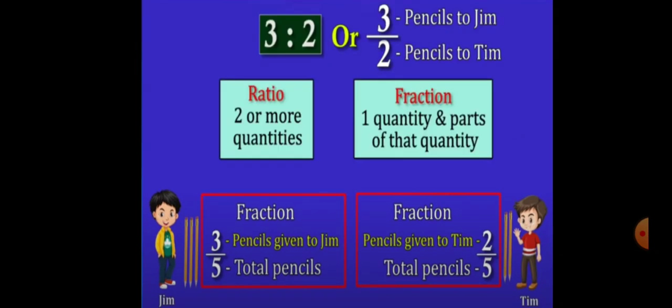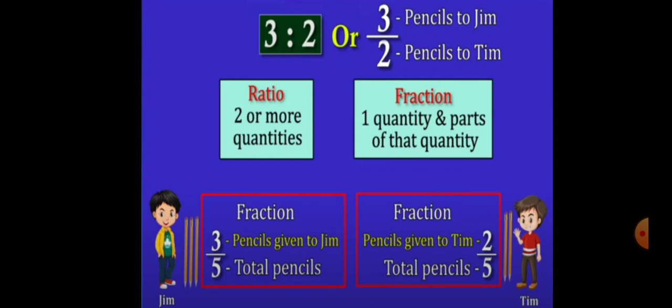Whenever two or more quantities are shared, it is called a ratio. If one quantity and parts of that quantity are written, then it is a fraction. I hope you understood the difference between ratio and fraction. Clearly, here 3:2 means 3 pencils are given to Jim and 2 pencils are given to Tim, so it's a ratio. Out of the 5 pencils, 3 pencils are given to Jim, so it's a fraction. I hope you all understood the difference between ratio and fraction.